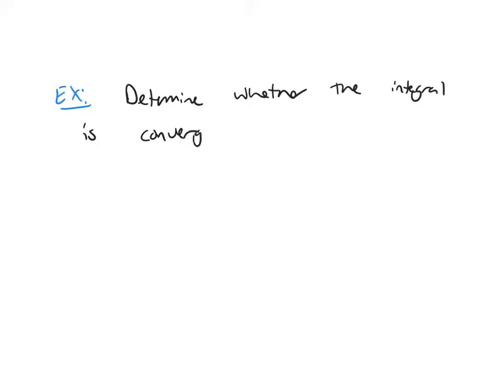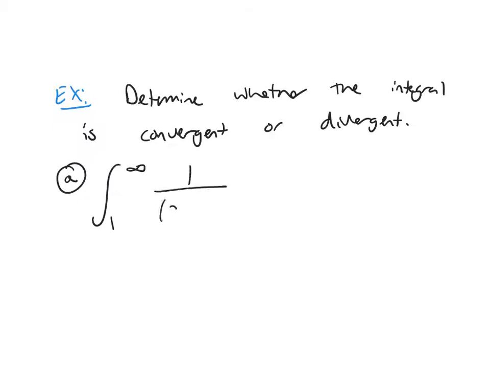Let's look at improper integrals now. I want you to determine whether the integral is convergent or divergent. So we're going to do two of these. So part A, the integral will be the integral from 1 to infinity, 1 over (2x plus 1) cubed dx.